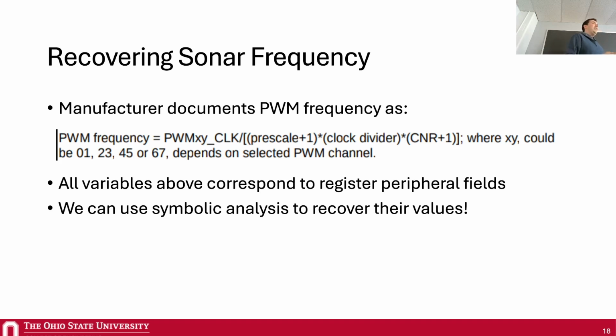And what's nice about that is it means we can just look up in the data sheet the definition for the PWM's frequency. So we don't have to worry about all the variables here, but basically all these variables correspond to fields in certain control registers. So if we can find the code that configures the PWM and we can recover what values were written into all the fields, we can plug it into this formula and it will tell us the frequency.